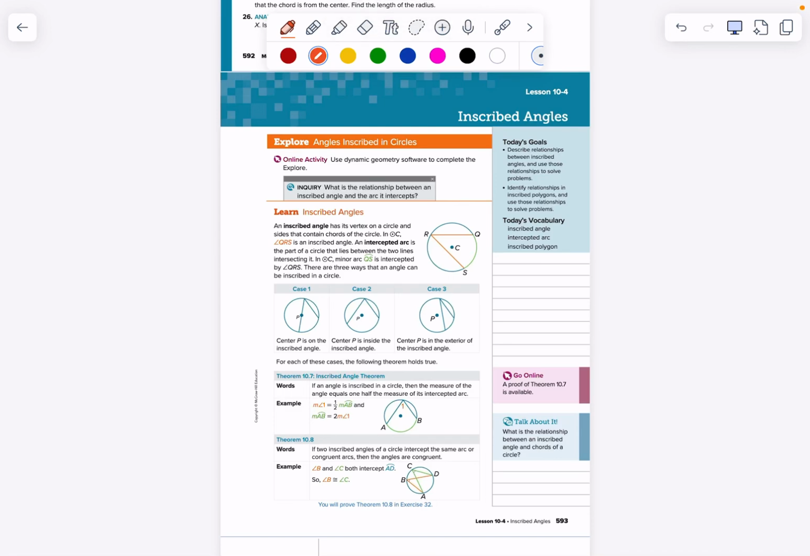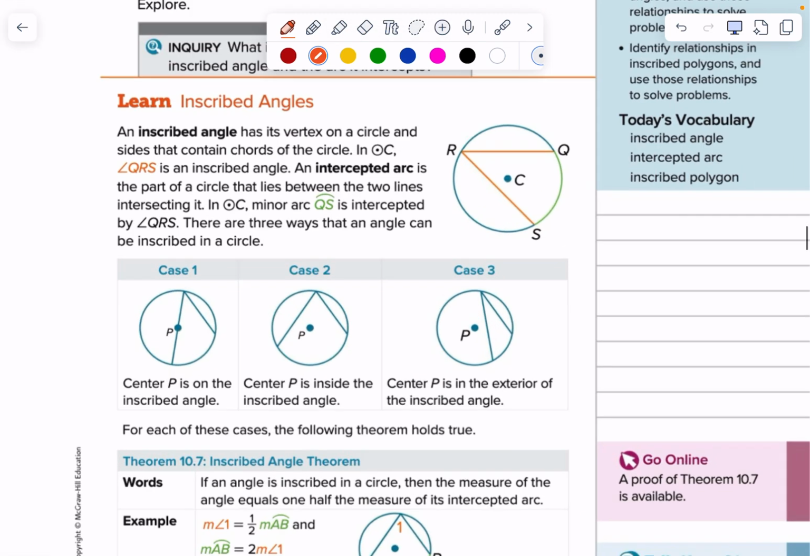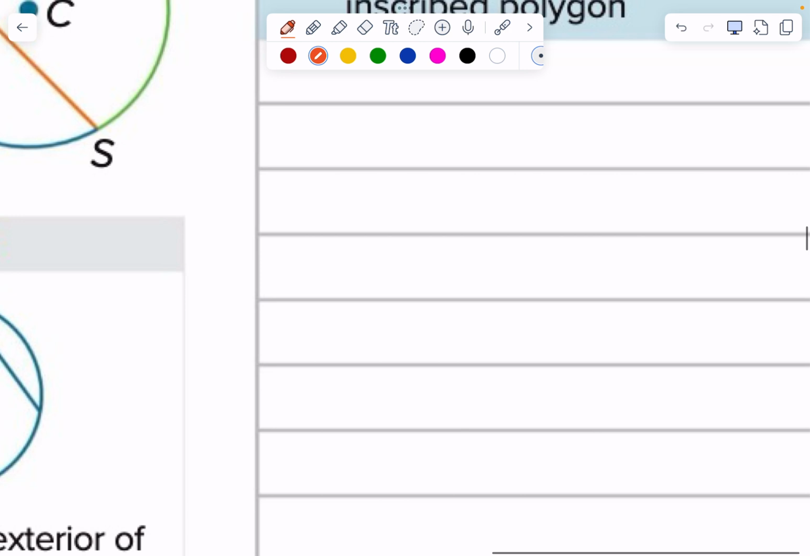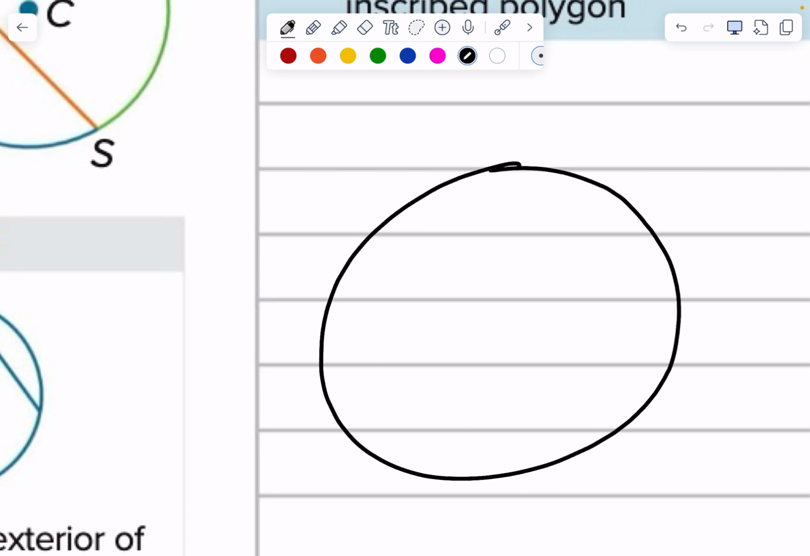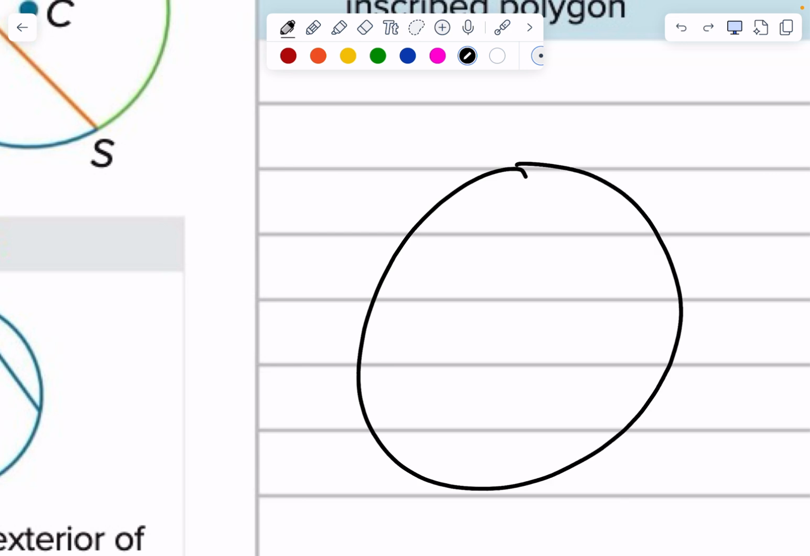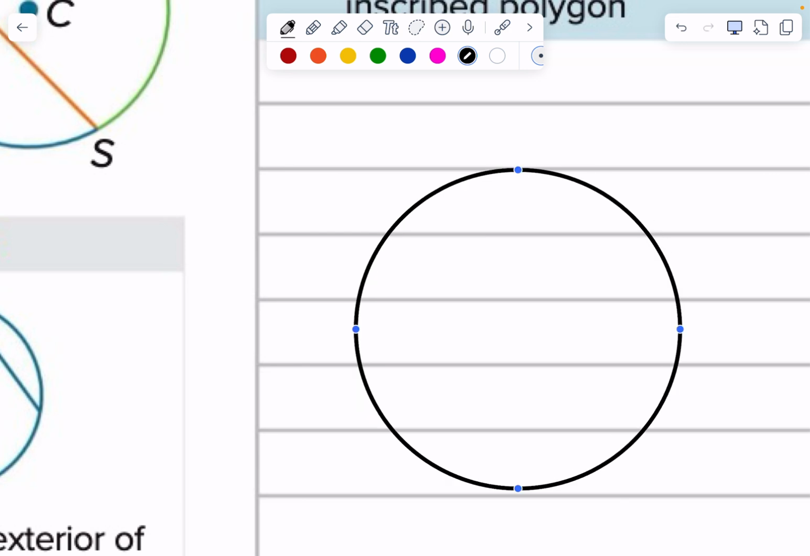Okay, inscribed angles, 10-4. What I want you to do is, do you see this little bit over here to the side? Draw a circle right here in this little bit to the side. I'll draw a better one. Okay, there's a little circle.